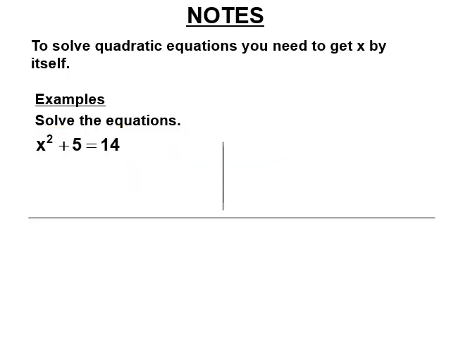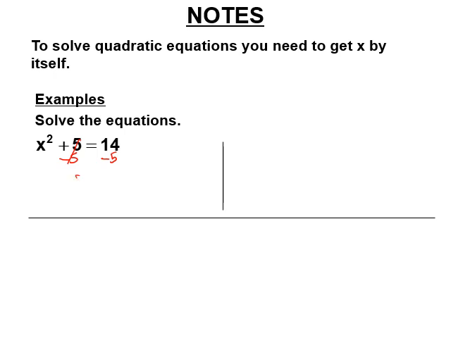Now we're going to combine that with the rules of equations we already knew. We need to get x by itself, in this case x squared by itself. So how do we get rid of plus 5? Get rid of it the normal way you get rid of plus 5. That's right, you subtract 5 from both sides. And x squared equals 9.